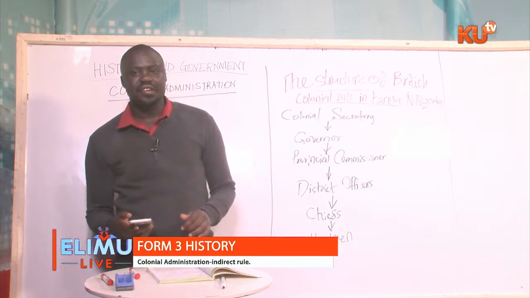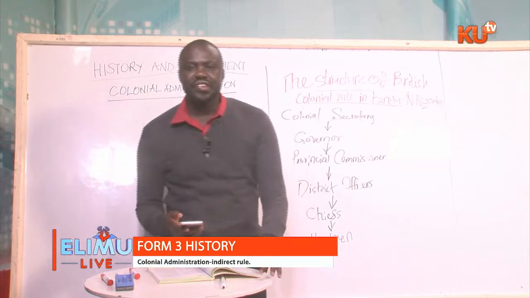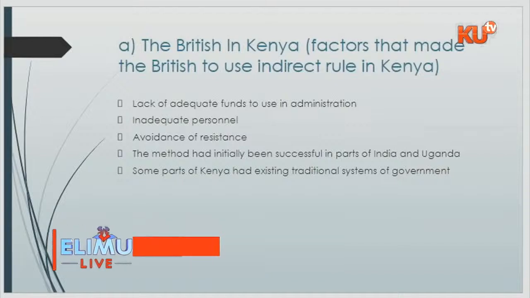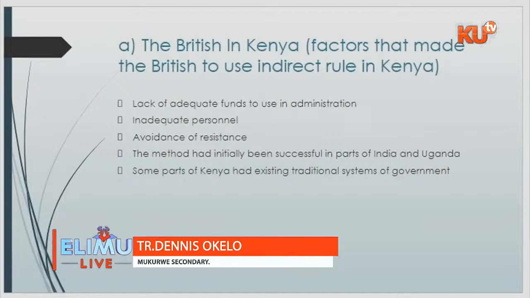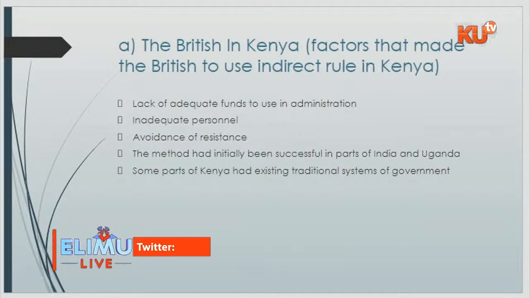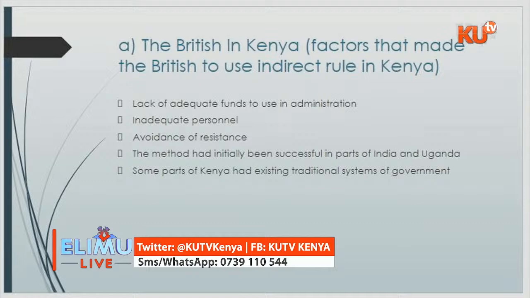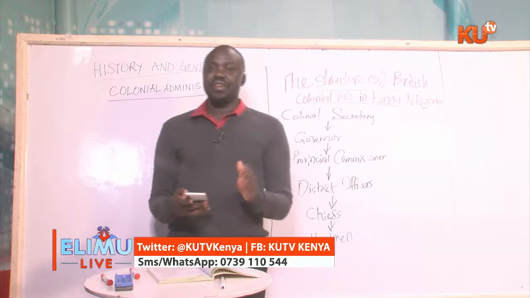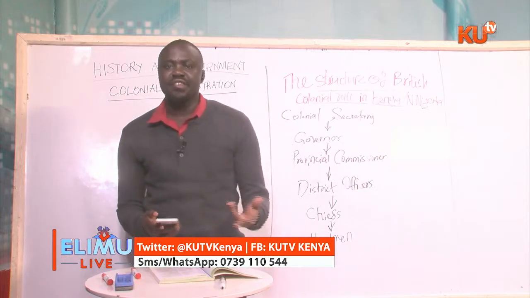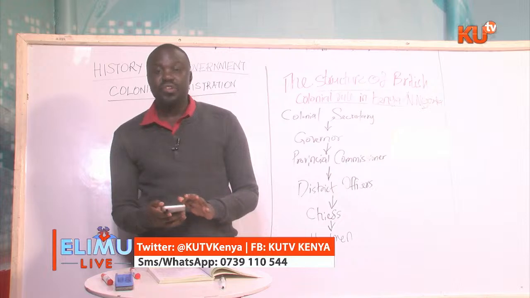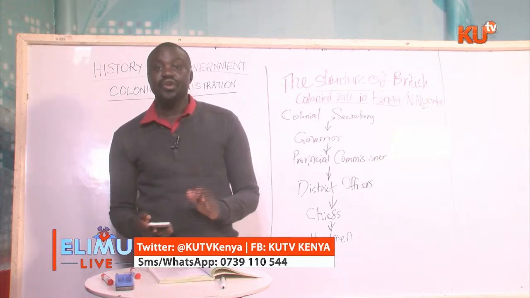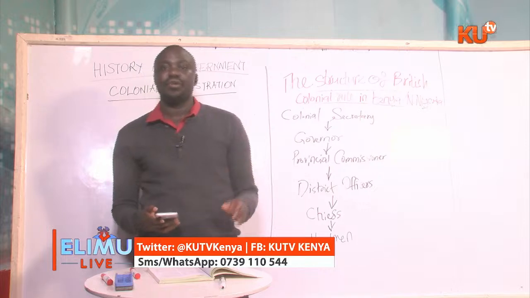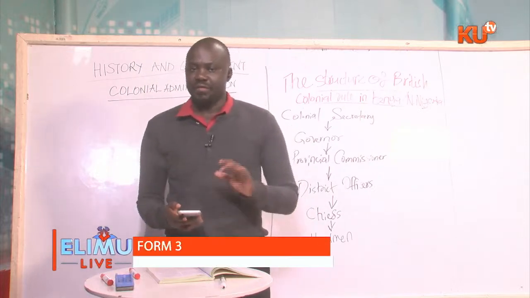Then avoidance of resistance. Now, wherever the British applied indirect rule and embraced the local leadership, it meant that the people were going to psychologically accept them, since they were using the local chiefs to be the proxies of their rule. Then again, the method had initially been successful in parts of India and Uganda. Now, initially, before the British ventured into Kenya, the first parts of their colonies included India, which was a very, very large country. Today, it is referred to as the Indian subcontinent, yet it is a very, very vast domain or a vast country.